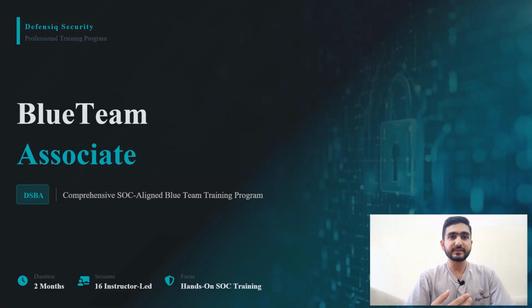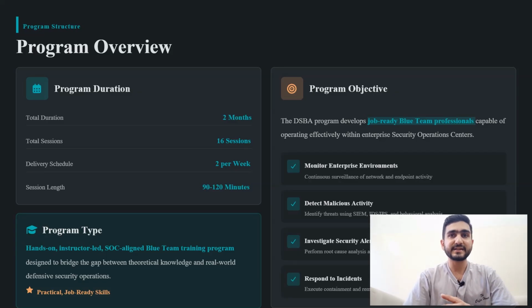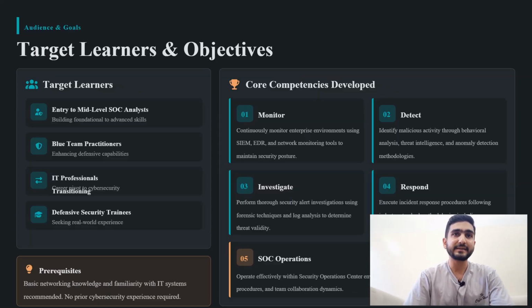Welcome to Defensiq Security Blue Team Associate Program, or DSBA in short. We'll be covering topics from how the Security Operations Center works, what kind of environment it has, and what kind of tools it must have to run 24/7. And what kind of different roles are important for the Security Operations Center, or SOC in short.